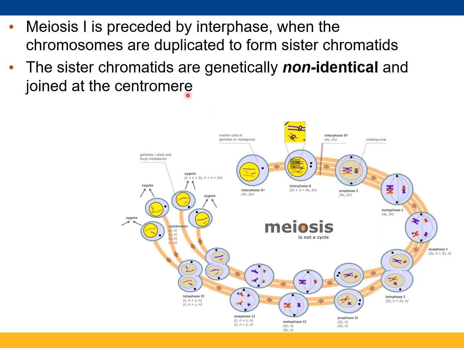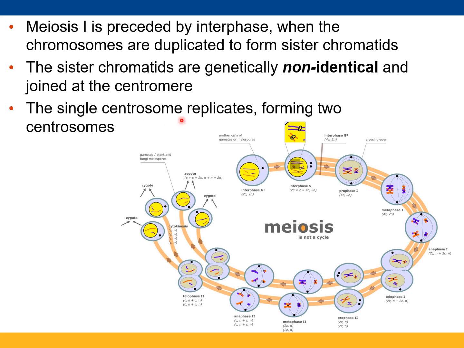So before we get to prophase 1, the chromatids are identical, but by the time we get to prophase 1, the prophase of meiosis I, they are genetically non-identical. You have that centrosome, okay? We're going to duplicate it, form two, and separate them, just like mitosis, but there are some key differences.